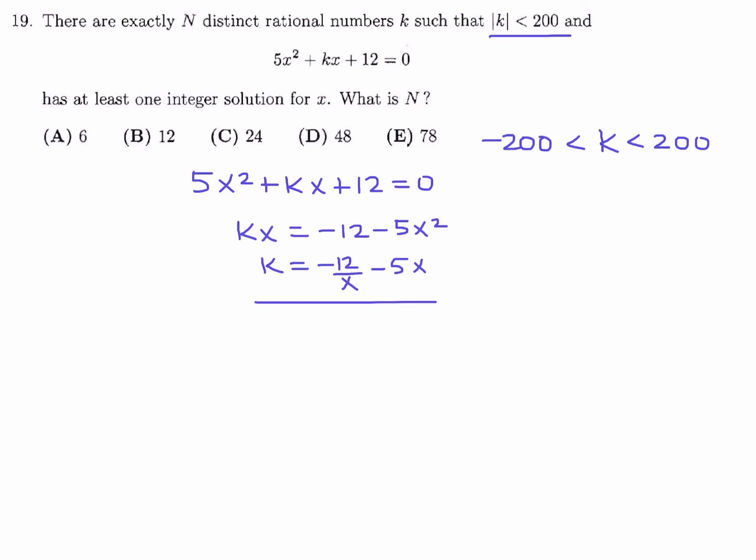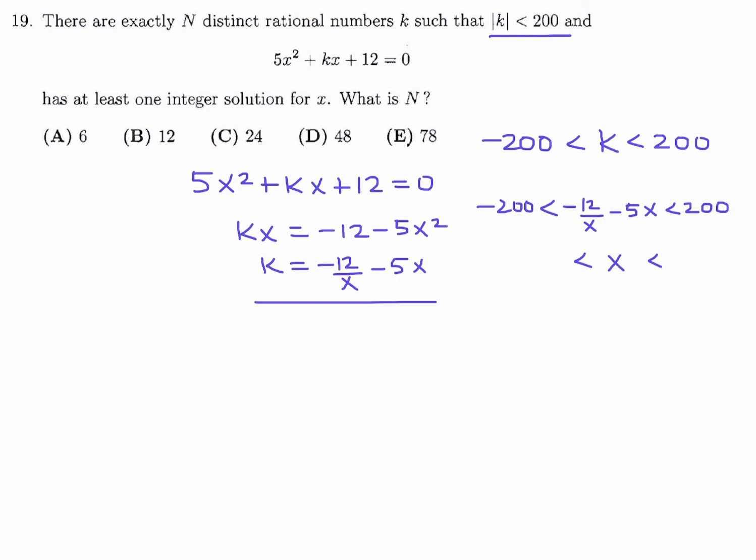So let's put this value that I just figured out in that range. So minus 200 is less than minus 12 over x minus 5x, which is less than 200. And I'm interested in getting a range for x. It's not as simple to get a range for x. Like, what is x between? If minus 12 over x minus 5x is between negative 200 and 200, what is x between? That is what I'm interested in. That's going to give me an idea of how many values of k there are.